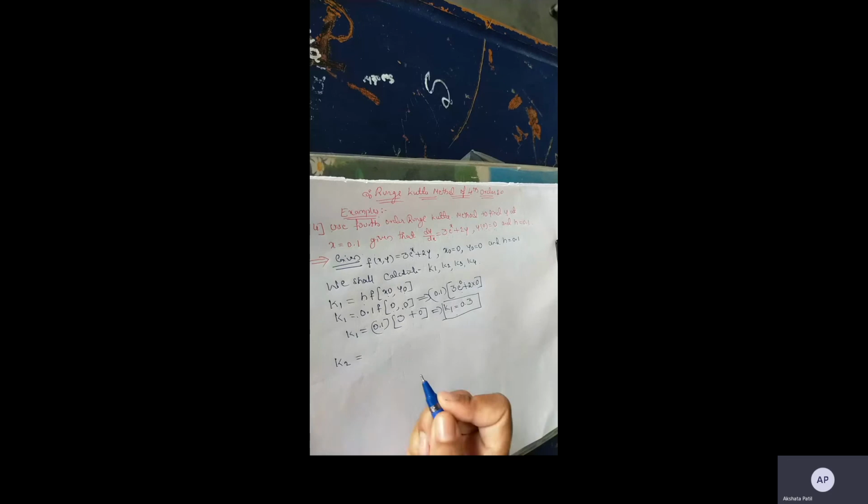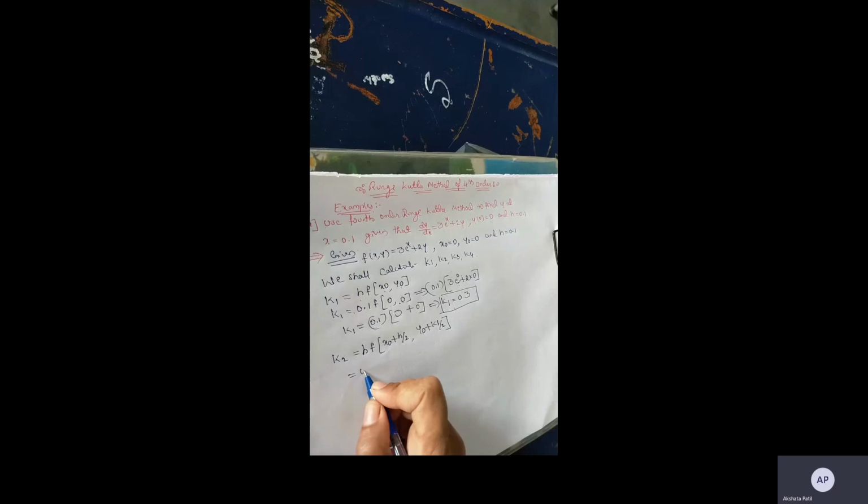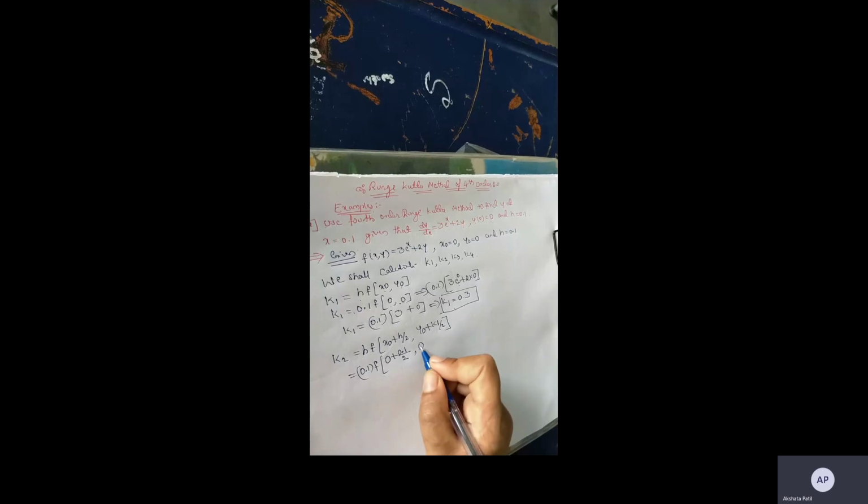Okay, so k1 is equal to 0.3. Similarly, calculate k2 by using the formula h into the function of x0 plus h by 2 comma y0 plus k1 by 2. Okay, now write down the values here. H value is 0.1, function of x0 is 0 plus h is 0.1 divided by 2, y0 is 0 plus k1 value we already obtained over here.